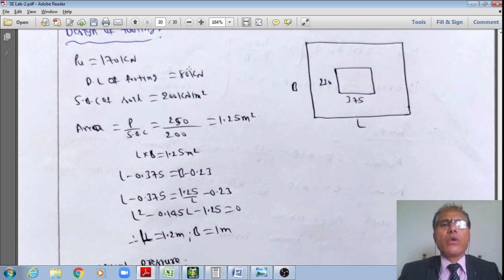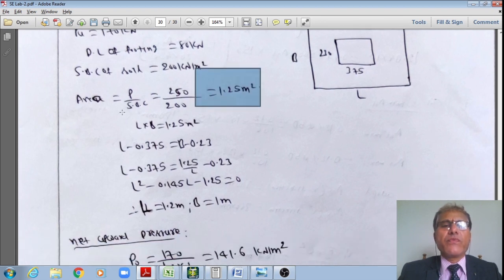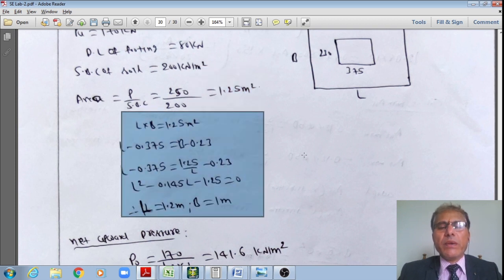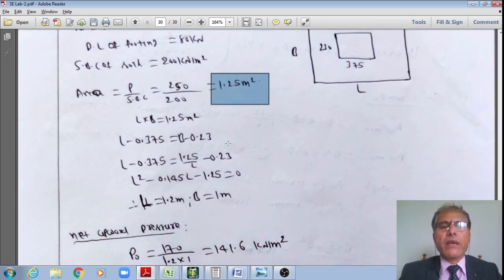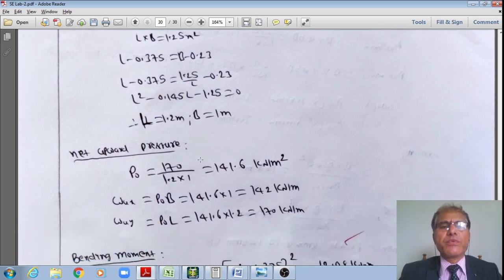Therefore, the dead load on the footing is assumed as 80. SBC is given as 200. Therefore, the total load is equal to 170 plus 80, which is 250, divided by 200, means it is 1.25 meter square. Therefore, I am assuming length as 1.2 meter and breadth as 1 meter. Hence, I can provide length as 1.2 meter and breadth as 1 meter. Therefore, I am providing 1.2 meter square. That is how the dimensions are provided.